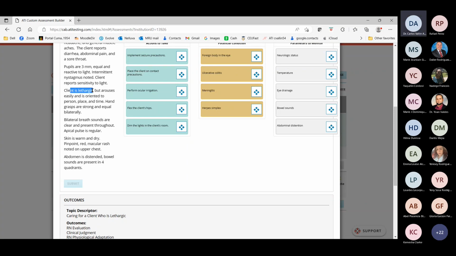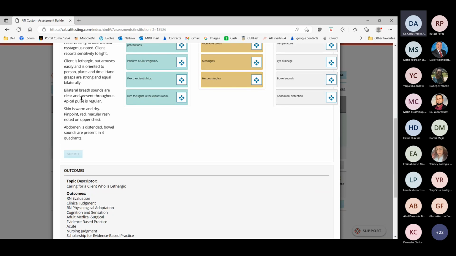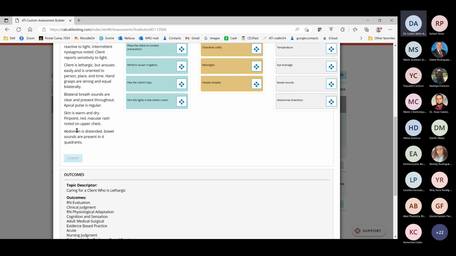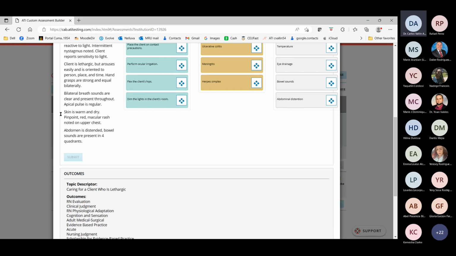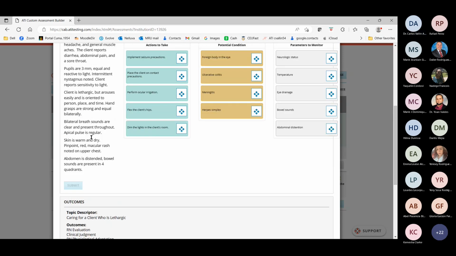Client is lethargic, but arouses easily and is oriented to person, place, and time. Hand grasps are strong and equal, so it's not a stroke. Bilateral breath sounds are clear and present throughout. Apical pulse is regular. Heart is okay. Skin is warm and dry. Pinpoint red macular rash noted in upper chest. So a rash in the skin, pinpoint, petechia. Abdomen is distended. Bowel sounds are present in 4 quadrants.